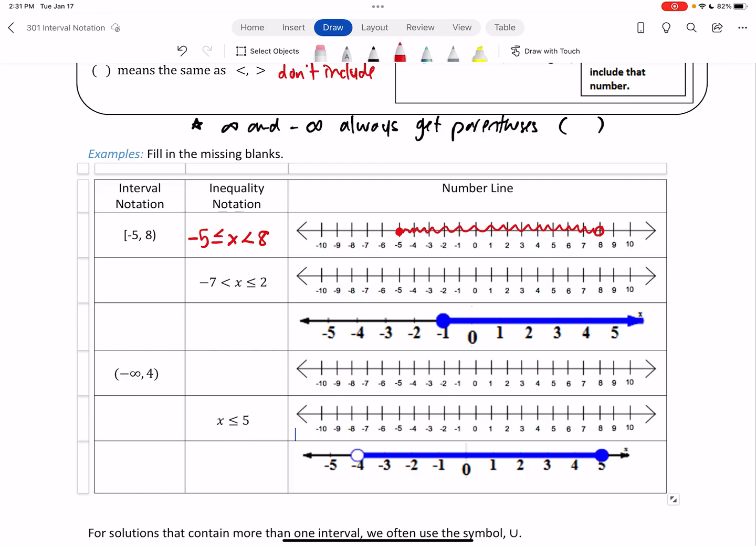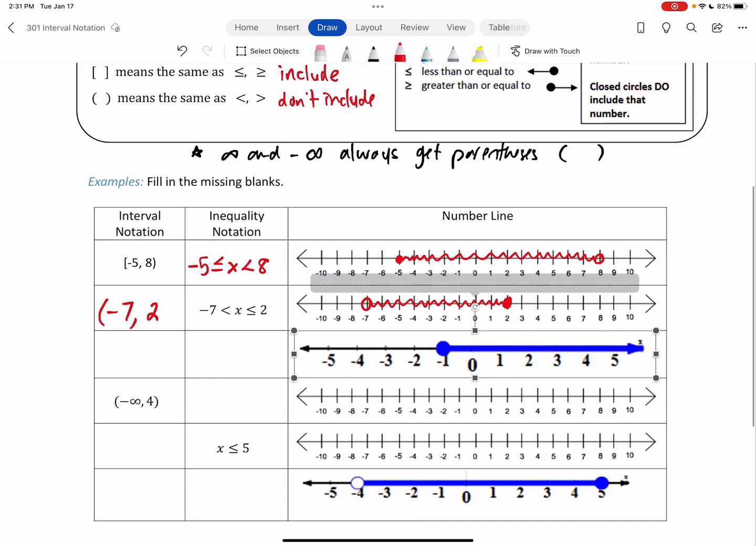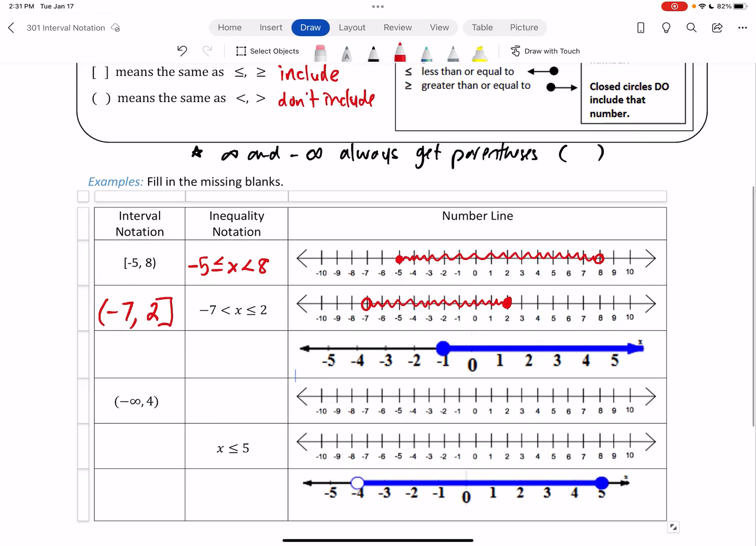The second example has inequality notation. It says -7 is less than x is less than or equal to 2. So I want all the numbers between -7 and 2. There's no equals at the -7, so that's going to get an open circle. The 2 has an equals, so it gets a closed circle. In interval notation, I would start at -7 and end at 2. Again, there was no equals at -7, so it gets a parentheses. At 2, there was an equals, so it gets a bracket.